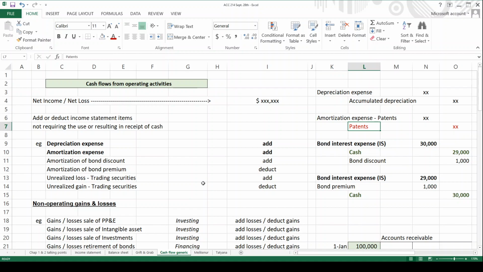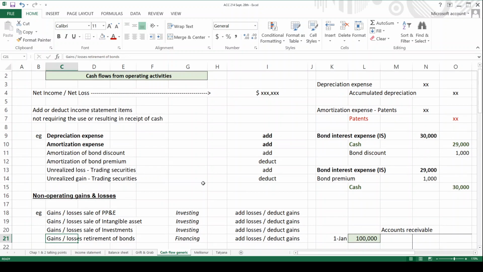Typically in the textbook scenarios, rather than crediting an account called accumulated amortization, which you could have on your chart of accounts, you're going to find that patents or the asset account is credited directly, and that's going to come into play later when we try to figure out what happened with our patents. So for this first area, the so-called non-cash items, we're going to add back depreciation and amortization because there's no use of cash in either one of those transaction entries.